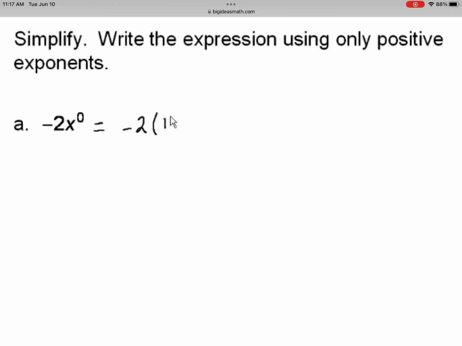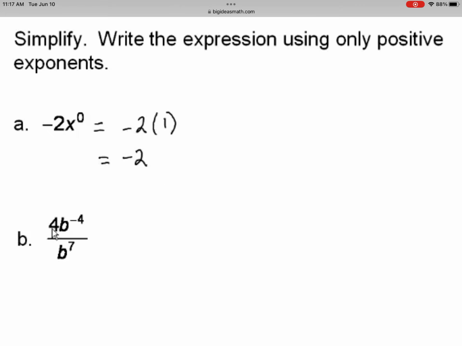which is 1. Negative 2 times 1 is negative 2. So, the expression negative 2 times x to the 0 is equal to negative 2. Let's look at another example.